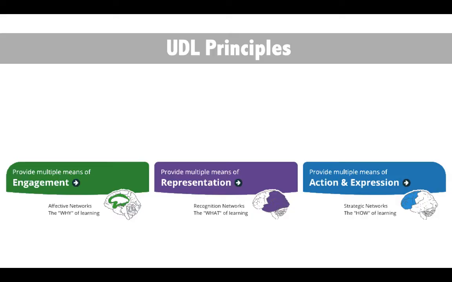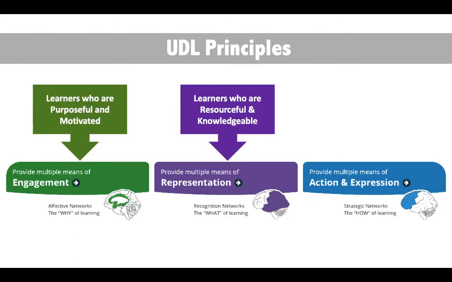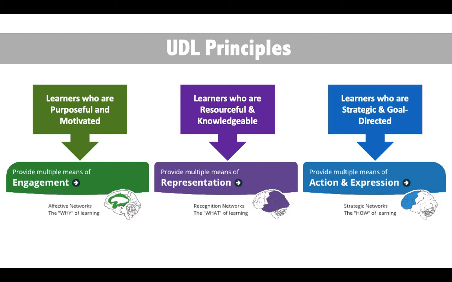So the UDL principles are broken up into three networks. The affective network, also known as the why of learning, the recognition network, the what of learning, and the strategic network, also known as the how of learning. And the goal of these three principles is to create learners who are purposeful and motivated, learners who are resourceful and knowledgeable, and learners who are strategic and goal-directed.